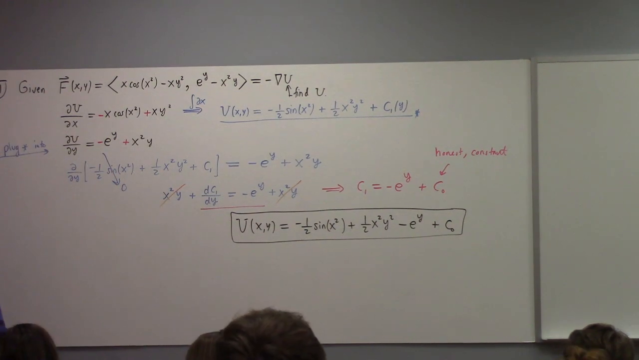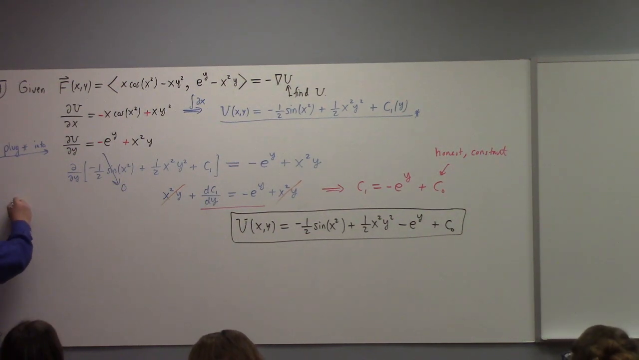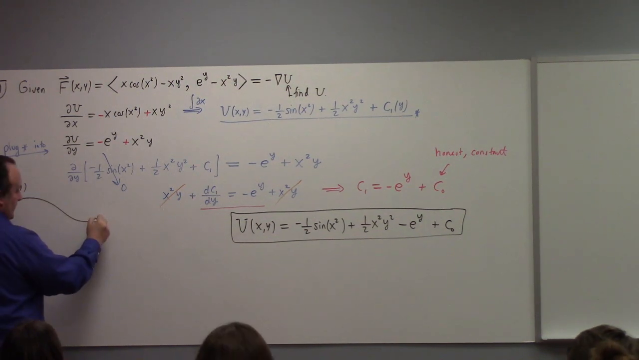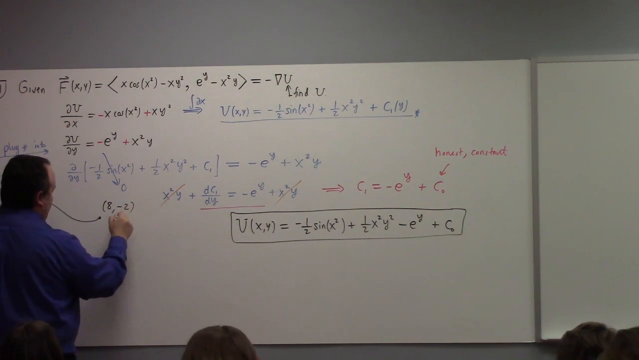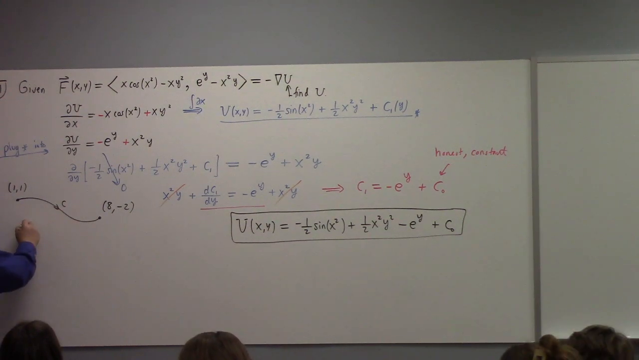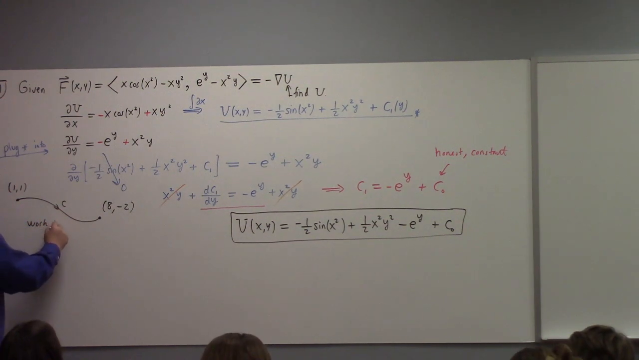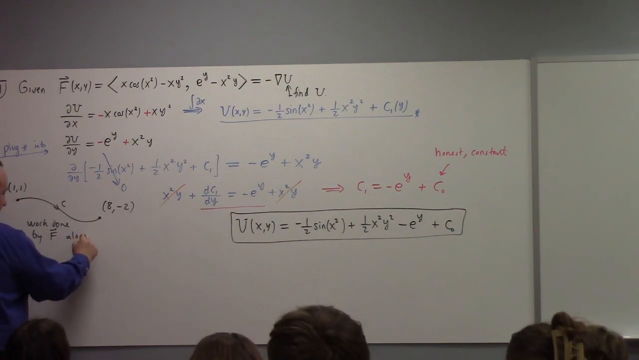Any questions here before I go on? Now that we have this, we could calculate the work done by this force. If I were to say you have a path that goes from (1, 1) over here to, I don't know, (8, -2) or something, and you wanted to calculate the work done by F along C, how would we do it?